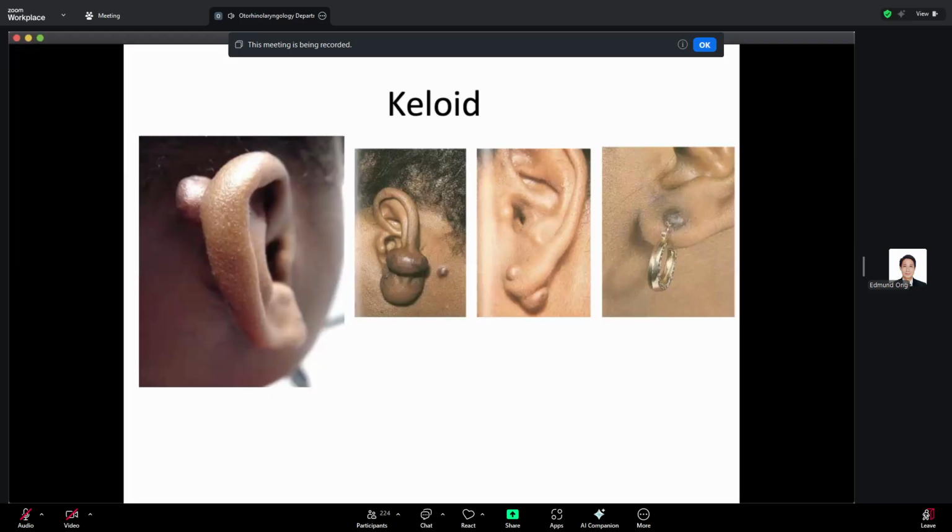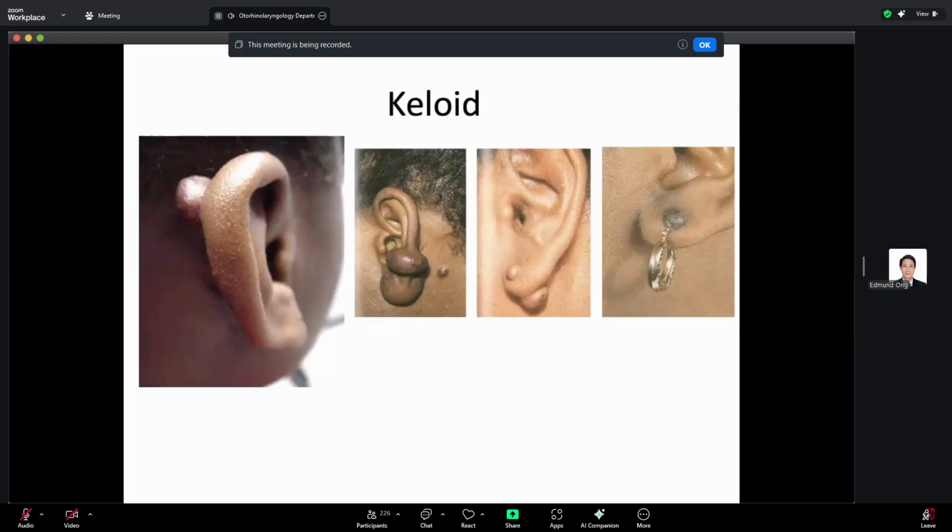And this is what we see a lot: keloid formation after piercing. So I don't know what is the reason why the incidence of keloid has increased. Kung is it secondary to the material being used, or even how sterile the piercing done to our patients. Kasi we see this a lot compared to before. Nowadays we see a lot of keloid formation in patients with piercing.